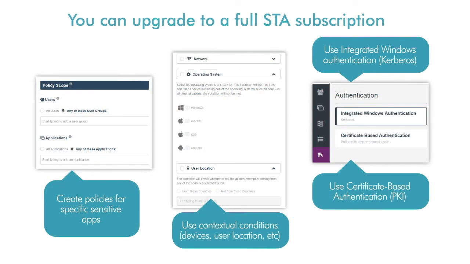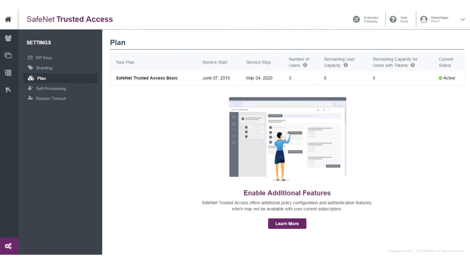Remember that by upgrading to a full SafeNet Trusted Access subscription, you can get even broader access management and advanced authentication features. These include the ability to set a wide range of conditional access policies, support for integrated Windows authentication and access policies, and support for certificate-based authentication and access policies. To try out a full STA subscription, consult plan details and settings, and contact your STA reseller or account manager to get more details.